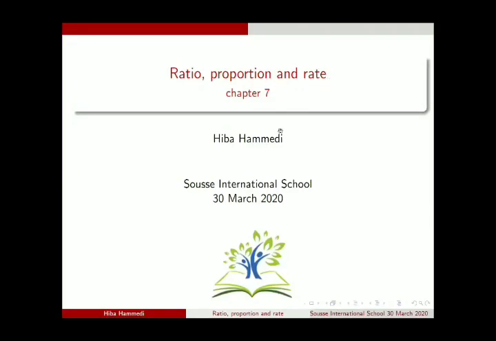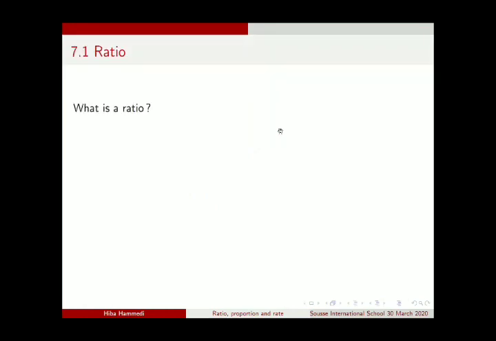Today's lesson is Chapter 7, Ratio, Proportion and Rate. And in this video, we will start with the first section, which is ratios. So what is a ratio? A ratio is a way of comparing the sizes of quantities in the same mixture, mainly two quantities or more.